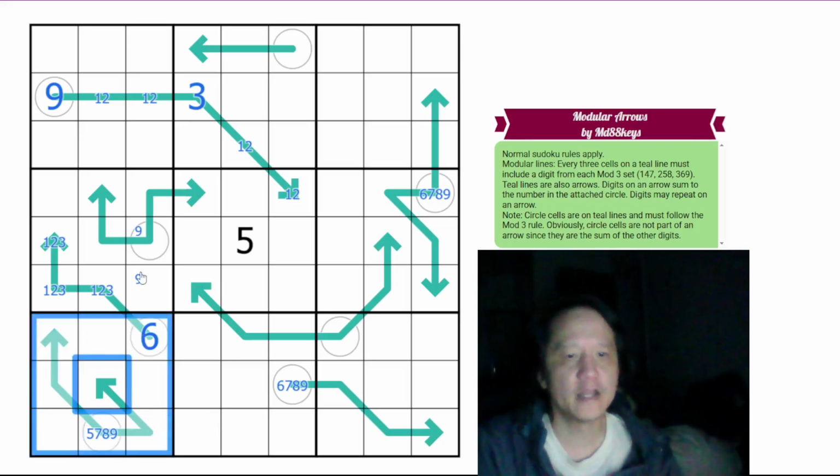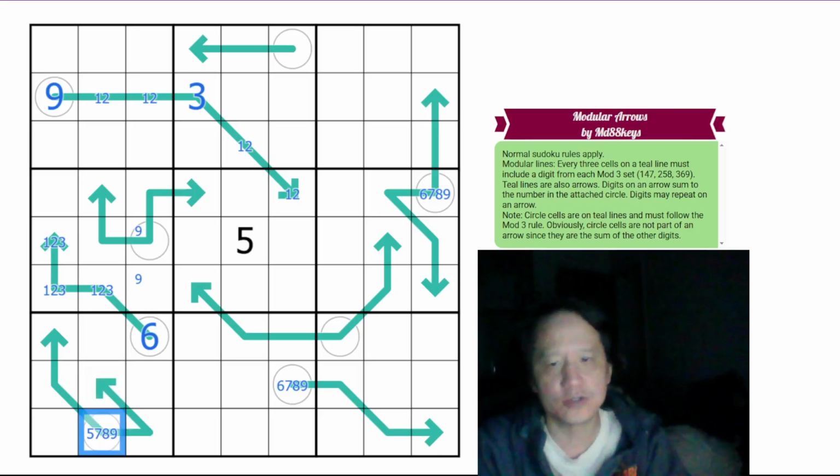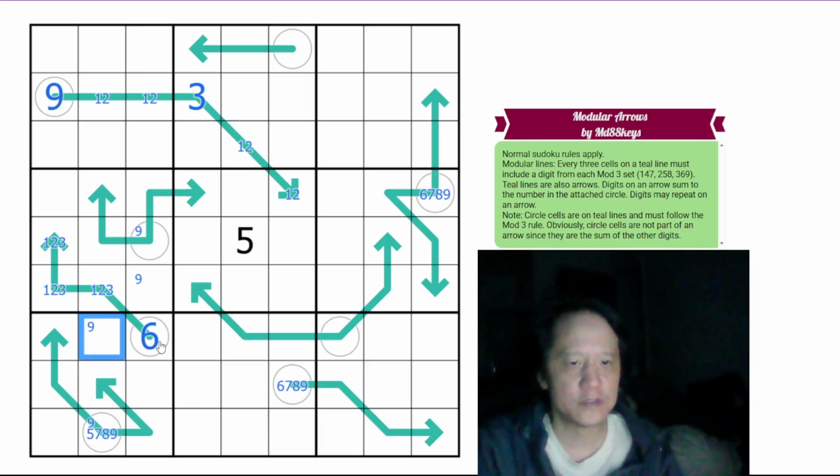Where's the 9 in column 2? Can't be here because of the 9 in the column. Can't be on the arrows. Can't be on the arrow here. So it must be one of these two digits here. So this is 6. 1, 2, and 3 are here.